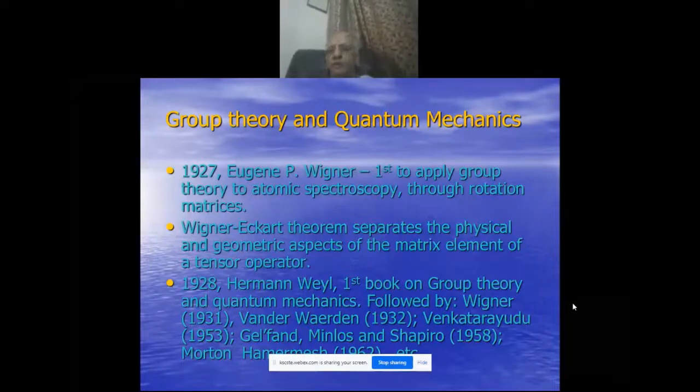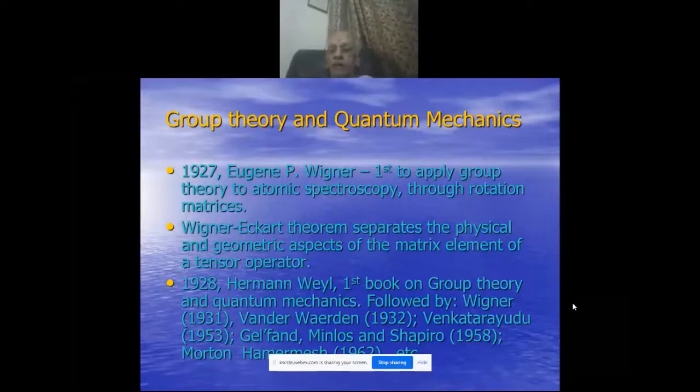In 1927, the double Nobel laureate Eugene Paul Wigner was the first person to apply group theory to atomic spectroscopy through rotation matrices. There is a theorem which is considered one of the cornerstones in the whole of mathematical sciences, called the Wigner-Eckart theorem, which separates the physical and geometric aspects of the matrix element of a tensor operator. The reason why I'm talking to you about physics is mainly because it is through physics and through angular momentum that I entered into hypergeometric functions. And you will see the intimate connection which I have been able to establish.